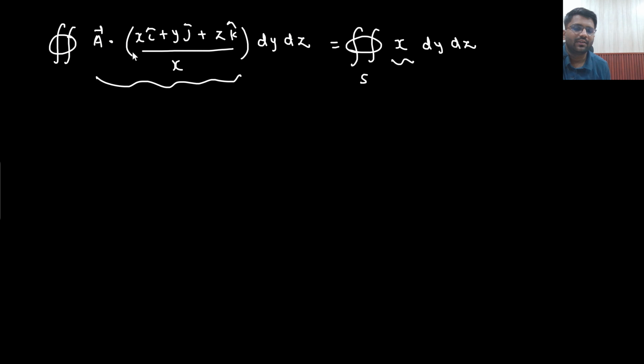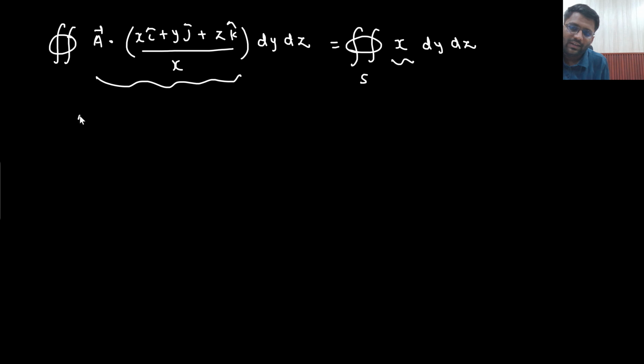Multiply with the vector a. So what do you think? What should be the vector a? What could be the vector a? Multiple answers are possible, no? I just need to make this form x dy dz. I need to make a vector a. What vector a will I make?